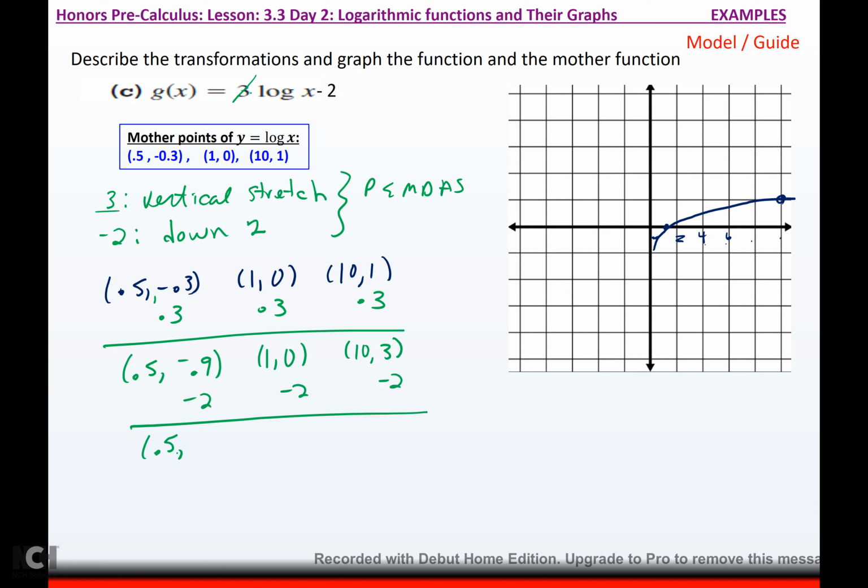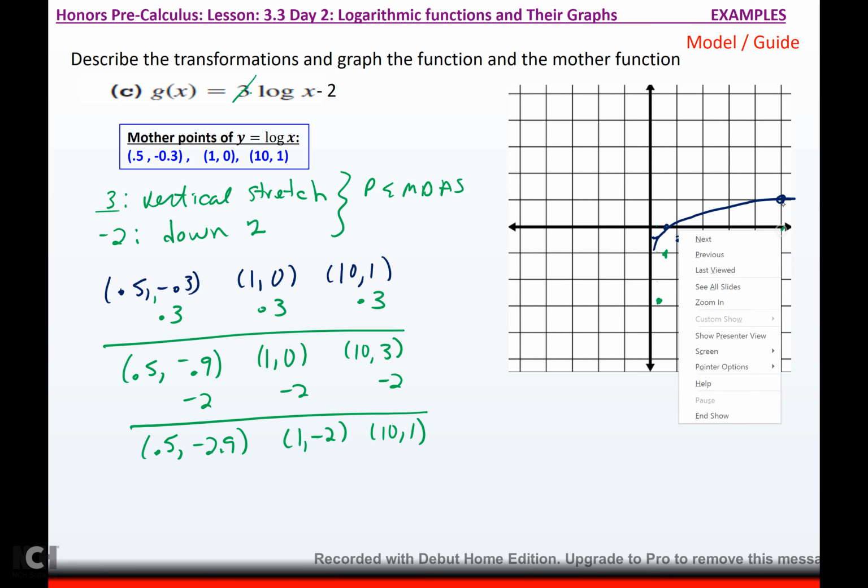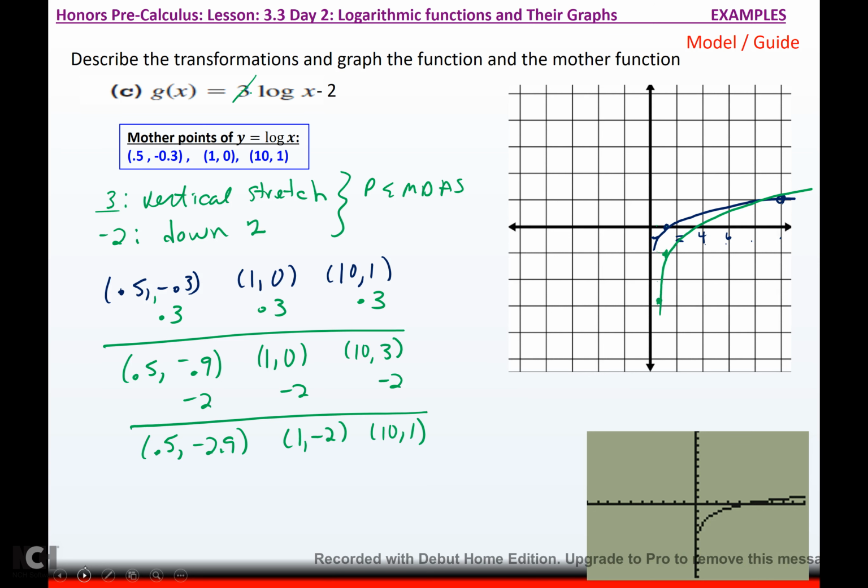That's going to give me 0.5. And I got negative 0.9 minus 2 is going to be negative 2.9. So 1, negative 2, 10, 1. So if I plot those new ordered pairs, 0.5, negative 2.9, and I didn't count by, so that's going to be about right there, 1, negative 2, 10, 1. Okay, same thing. So it's going to be that, and that's because of the stretch. Mark it okay?